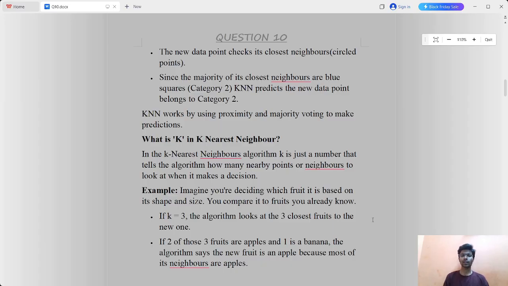What is K in K nearest neighbor? In the K nearest neighbor algorithm, K is just a number that tells the algorithm how many neighbor points to look at when it makes a decision. For example, imagine you are deciding which fruit it is based on its shape and size. You compare it to fruits you already know. If K equals 3, the algorithm looks at the three closest fruits to the new one. If two of those three fruits are apples and one is a banana, the algorithm says the new fruit is an apple because most of its neighbors are apples.